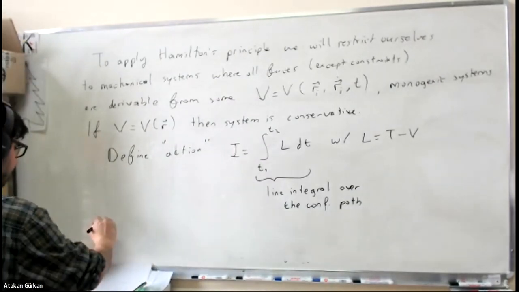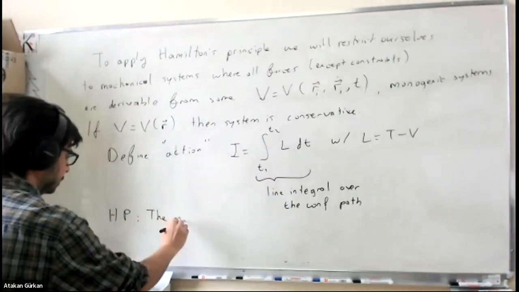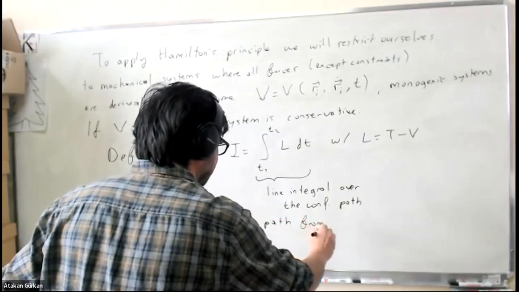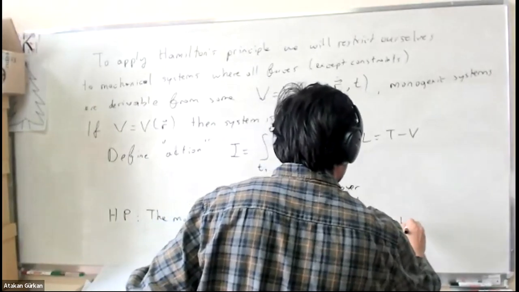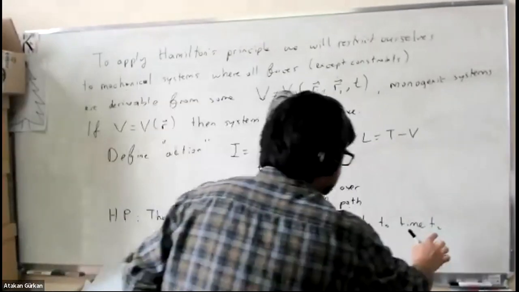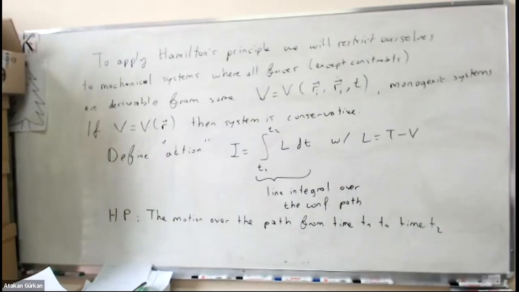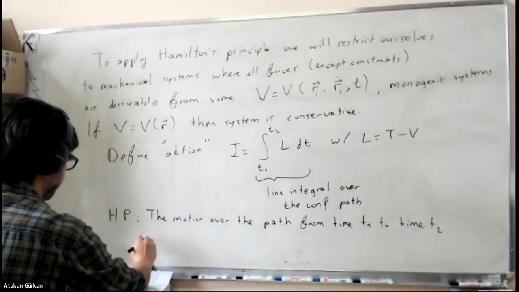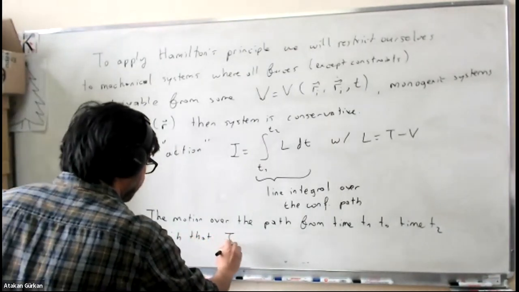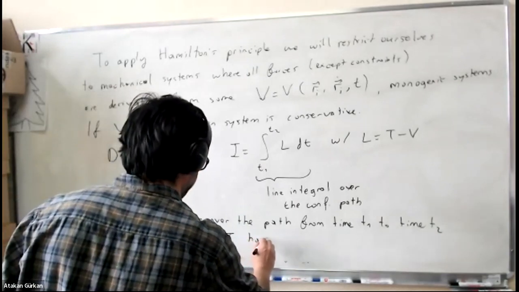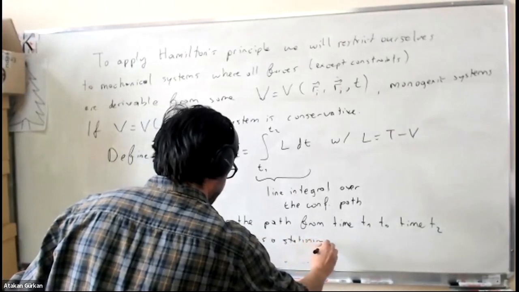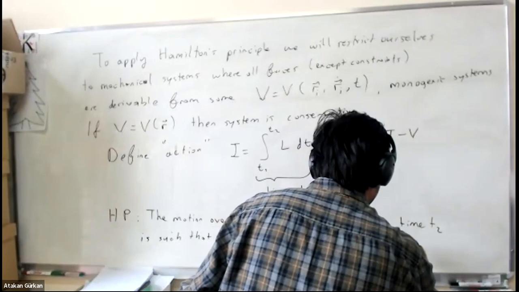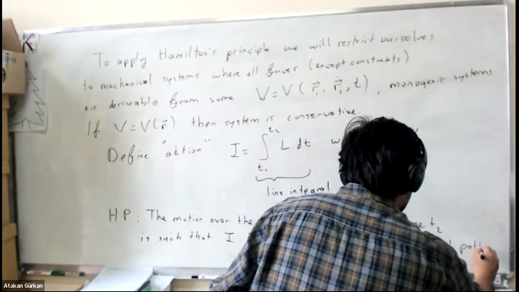Now, Hamilton's principle says that the motion over the path from time t1 to time t2 is such that I has a stationary value, or I is stationary, for the actual path, or for the realizable path. I don't know if you can read what I'm writing, but this is expressed one way or the other in the book as well, so you can look at that for a more precise definition.